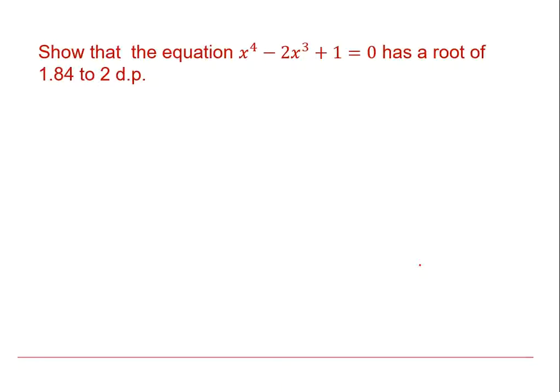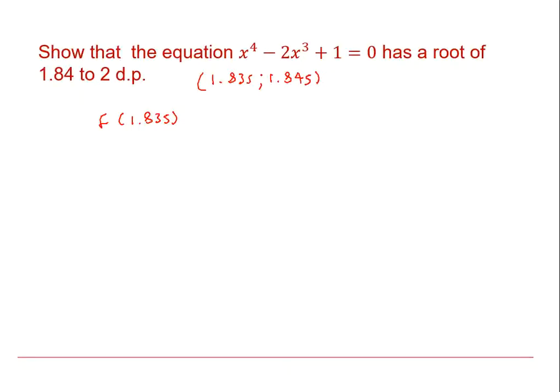Now suppose you've just got an equation that's already in the form f of x equals 0, and all you need to do is just confirm that there's a root of 1.84 to 2 decimal places. Then that's fairly straightforward to establish, because we just look at the widest possible interval, i.e. from 1.835 up to 1.845.